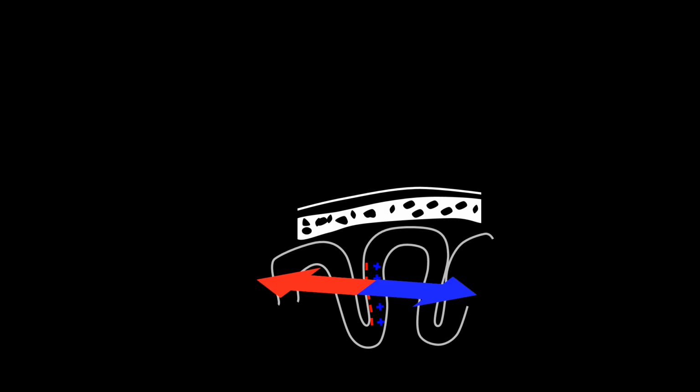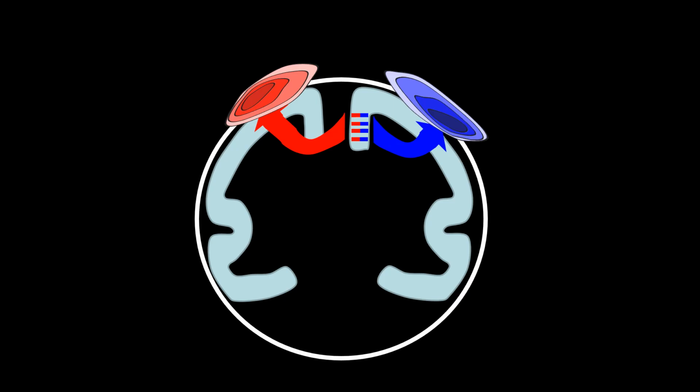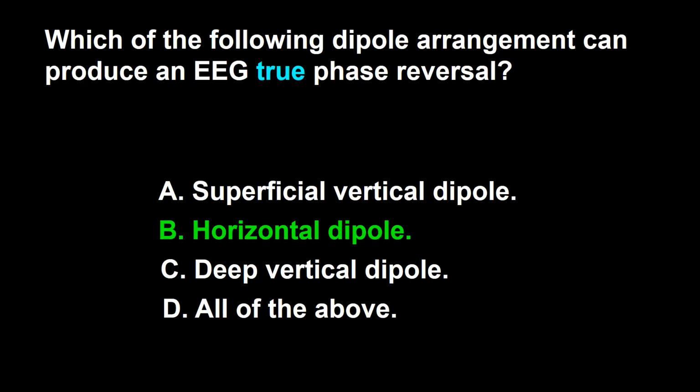A horizontal dipole will create a negative field and a positive field in opposite directions. Those fields will be detected at the scalp if they are big enough or strong enough. This situation, that is a negative and a positive simultaneously occurring scalp field, occurs with generators in the interhemispheric cortex adjacent to the interhemispheric fissure, or on the walls of the convolutions, that is around the sulci or around the fissure. So the answer to this question is horizontal dipole, B.